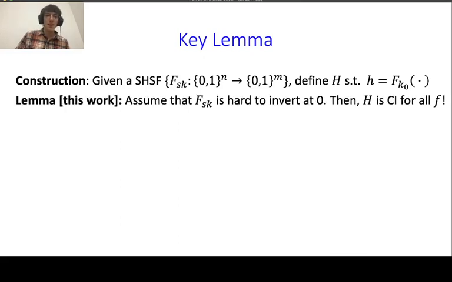And then the claim is that if the family is shift hiding, and if it satisfies a one-wayness property, namely it's hard to invert this function on the output 0, if these two assumptions are true, then the hash family is correlation intractable for all efficiently computable functions. So it's very nice. It just says that with this one additional assumption you get correlation intractability.